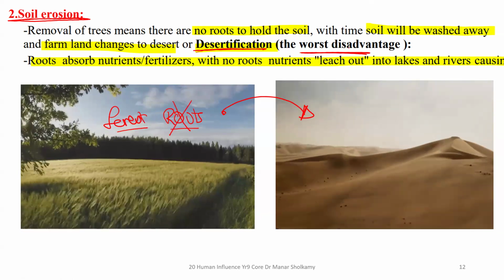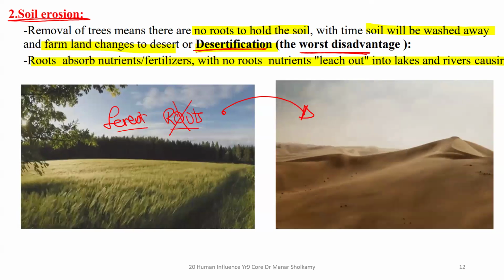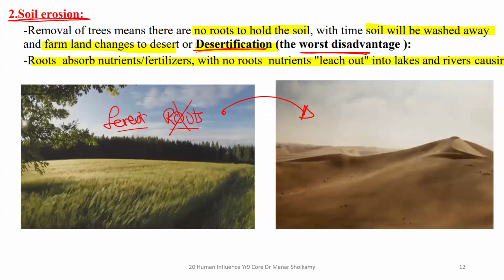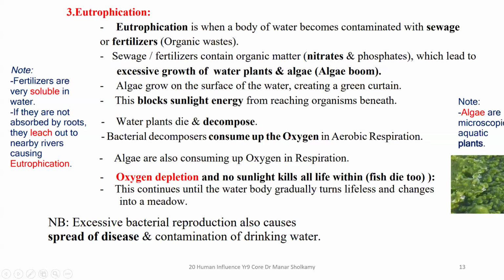Why did we do that? Because when we cut down the trees, we removed the roots. The roots were holding the soil in place. No soil will be held. The soil will be washed away by the rain, and we will change this nice forest into this horrible desert. So this is another disadvantage.